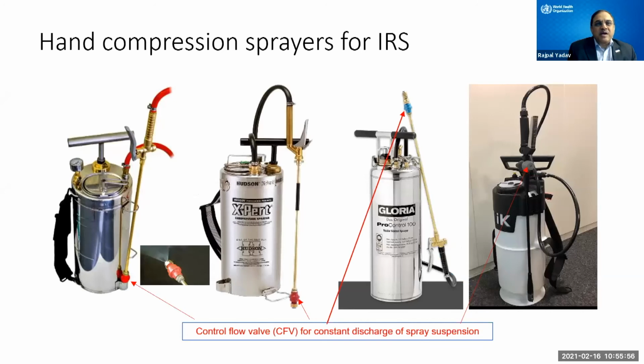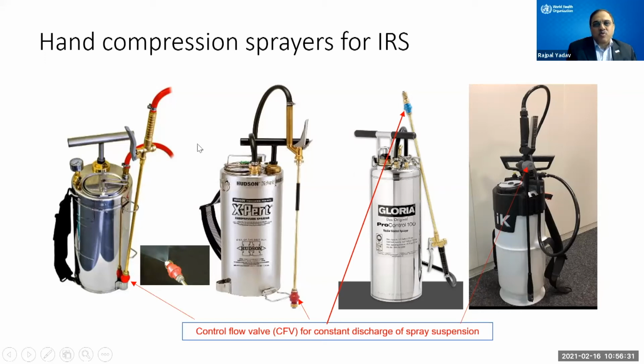And then there are several hand compression sprays in terms of equipment for indoor residual spraying. I just put up 4 examples, and this is not to promote any specific equipment brand, but just to give you an example that there are now sprayers that are available with the WHO specifications. And in this case, particularly, the emphasis these days is that it should have a control flow valve. So this one also has this, the blue one is a control flow valve. And in this particular brand, there is a control flow valve here.